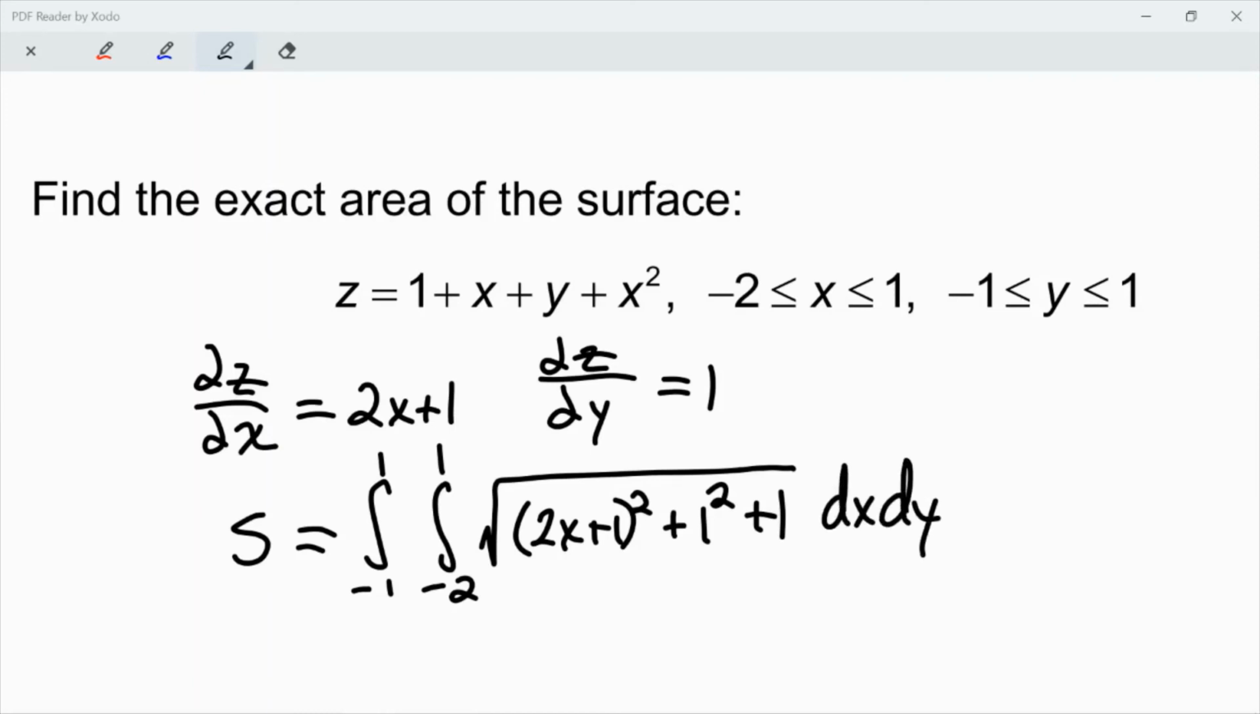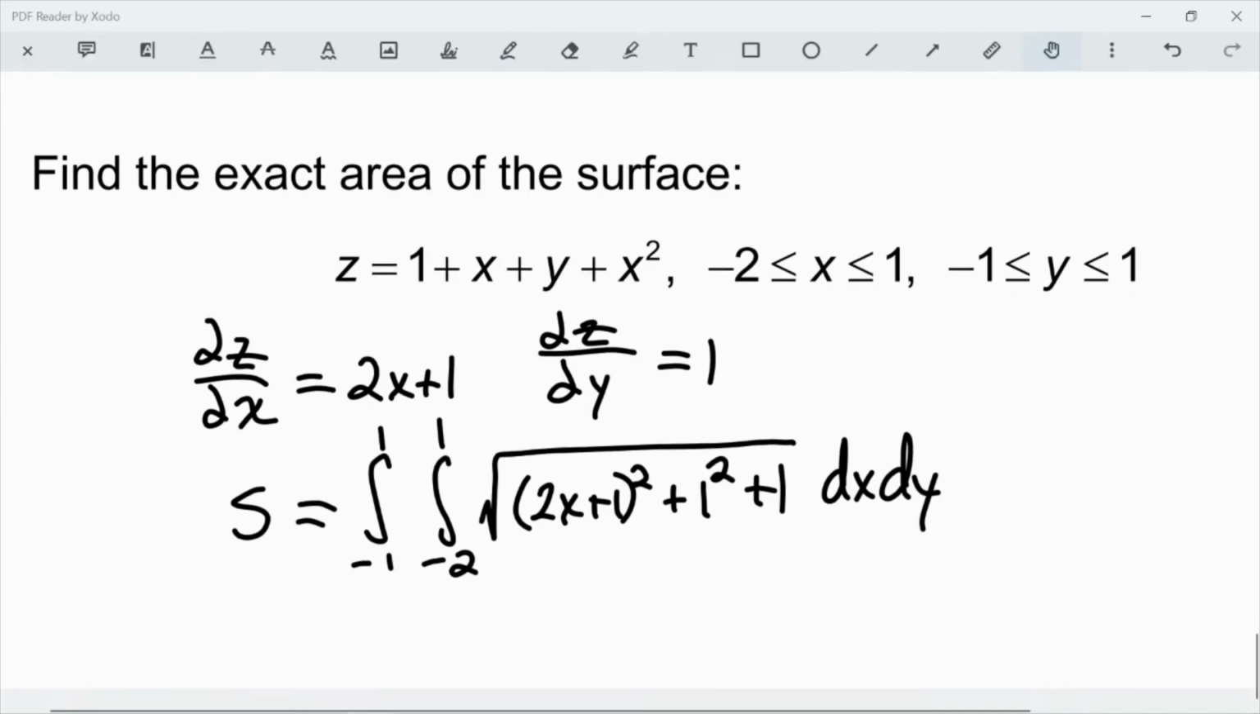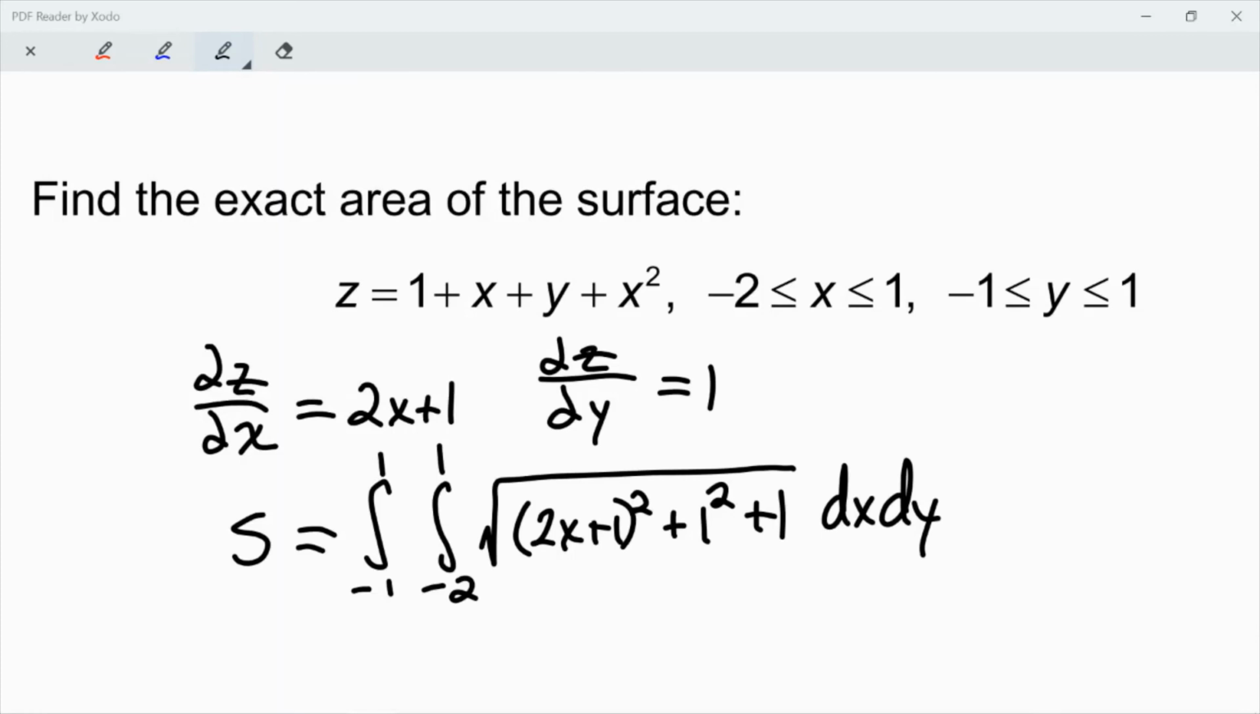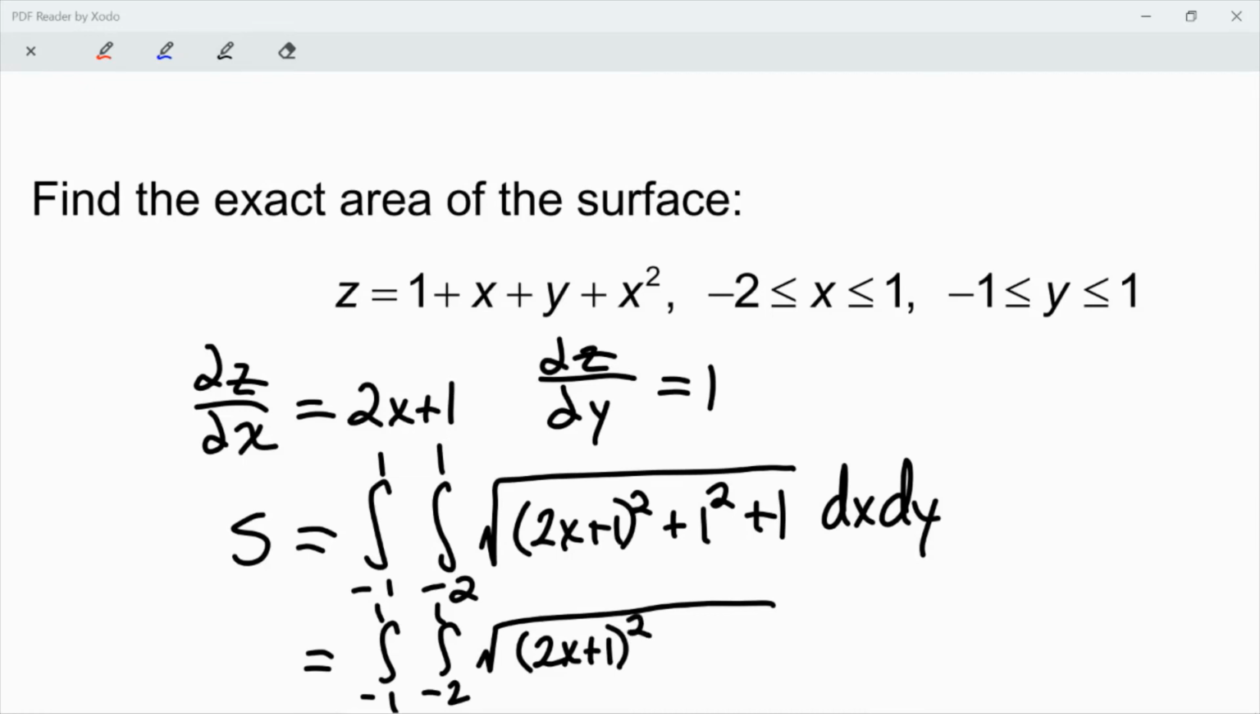Okay, so what I'm going to do here then is think about a trig substitution for this. And let me explain how I would do that. So I've still got this same integrand, except I'm going to write it in a slightly modified form. And what I'm going to have here is (2x+1)^2 + 2. Then I'll have my dx dy.